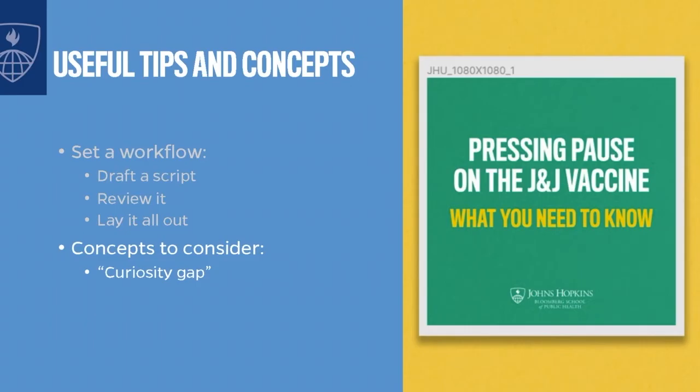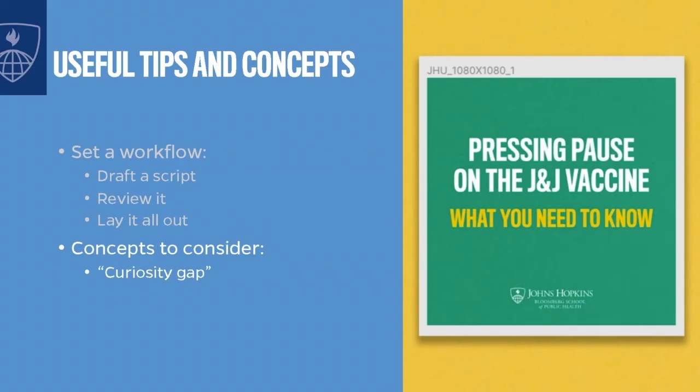Speaking of, there are a couple techniques you can use to make your content more engaging. The first is called the curiosity gap, which is a concept that leverages an audience member's curiosity about a subject to get them more interested in your content. On the right side of the screen, you'll see that the first slide of this Instagram post presents a subject, a news story about a pause in the administration of Johnson & Johnson's COVID-19 vaccine. And the post promises that there's more information in subsequent slides that an audience member should know about.